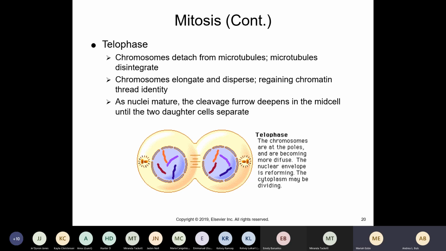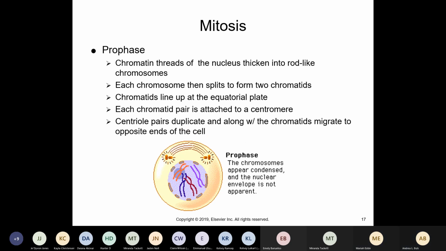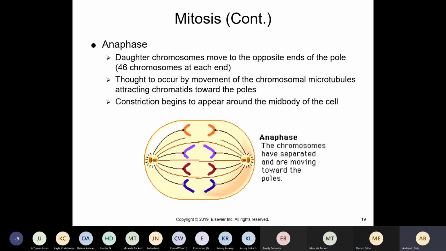I have a question. What is a daughter chromosome? A daughter chromosome, I'm trying to find where that was. It's in anaphase. Thank you. So daughter chromosomes, basically when they're talking about that, they're just giving a name to those separate chromosomes when they split.